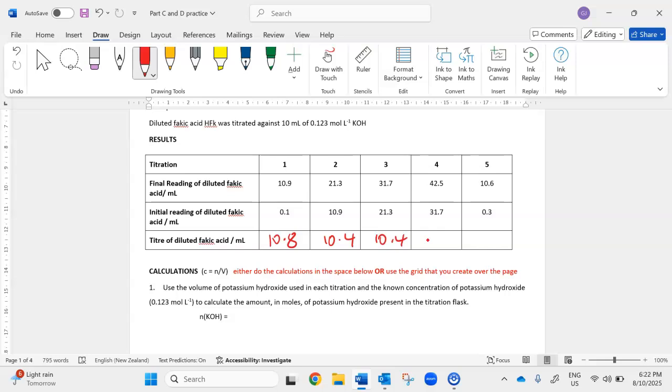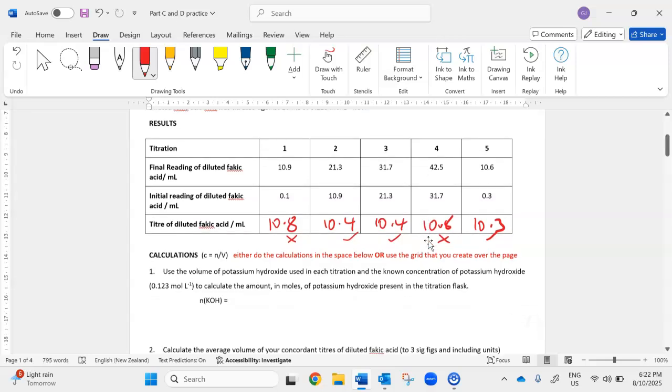42.5 minus 31.7, 10.8. 10.6 minus 0.3, 10.3. These 3 are concordant. These 2 we will ignore. So there's 2 ways. Either you can do the calculations in the space below or use the grid that you have to create over the page, and I'll show you how to do both of them.